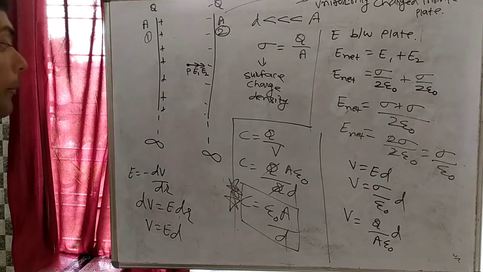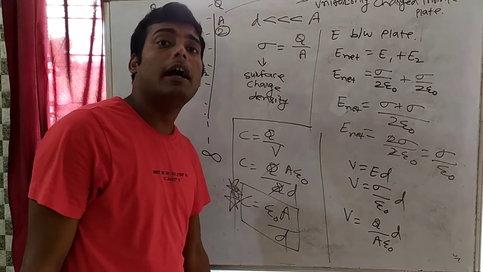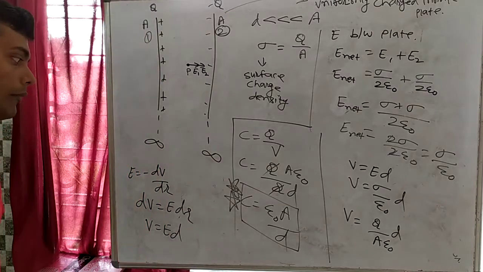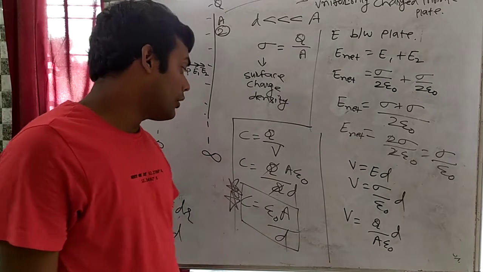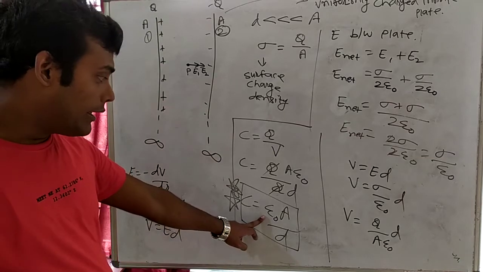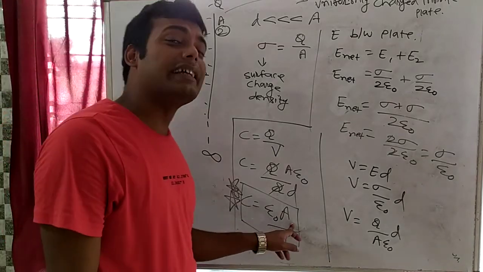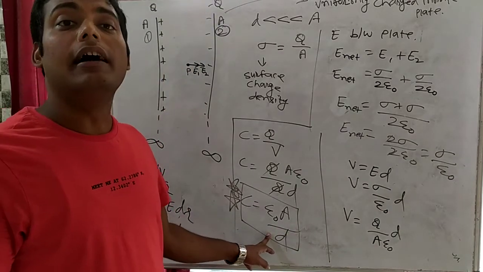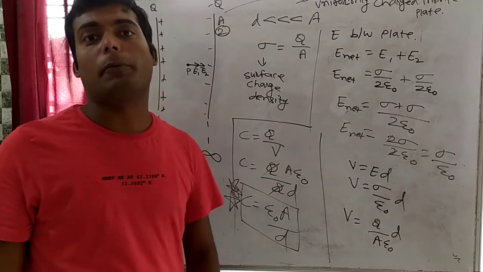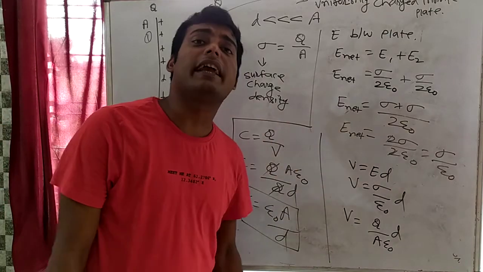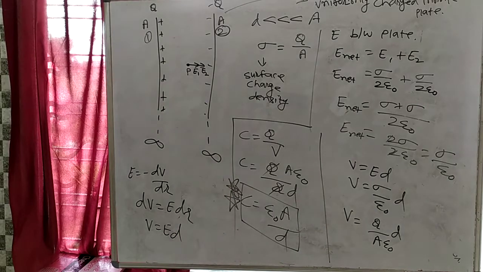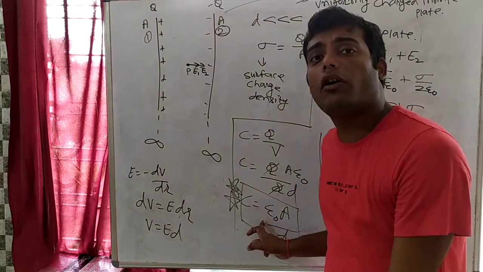What is epsilon naught? Permittivity of free space. This value I will give in the first chapter. Epsilon naught is a constant. A is the area of the plate of the capacitor, and d is the distance between the plates of the capacitor. Whenever we are manufacturing any capacitor in the lab, we keep epsilon naught constant because it is already a constant.